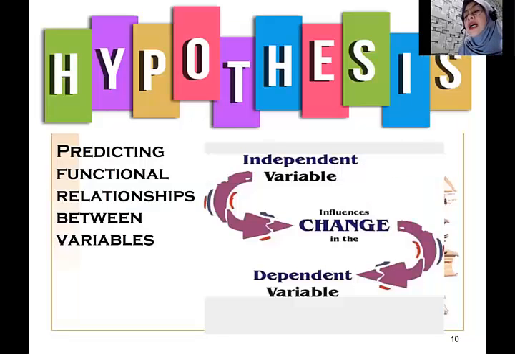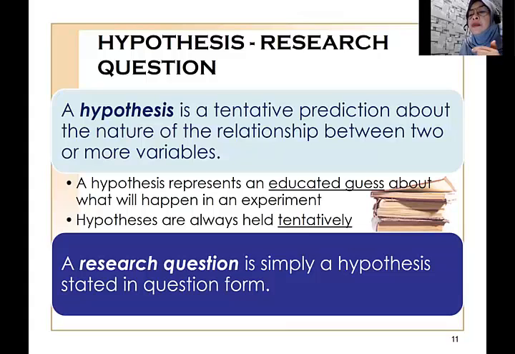And then we go to hypothesis. A hypothesis is about predicting the functional relationship between variables. We must have independent variables and dependent variables, and relate how the independent variable influences or changes the dependent variable. A hypothesis is a tentative prediction about the nature of the relationship between two or more variables. It represents an educated guess about what will happen in an experiment.